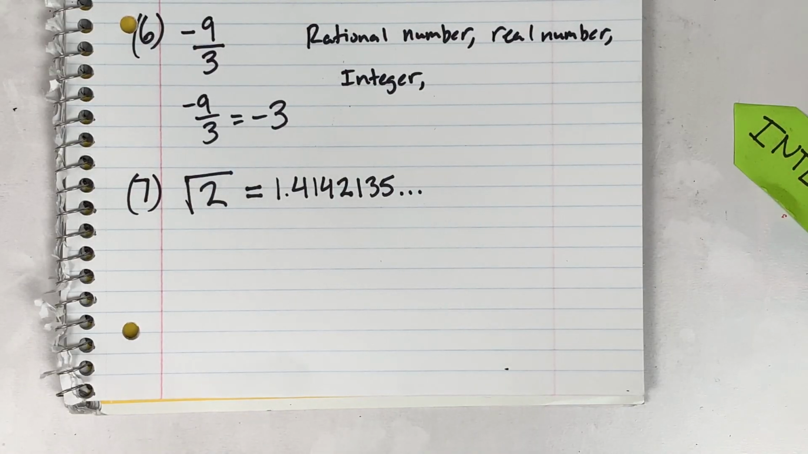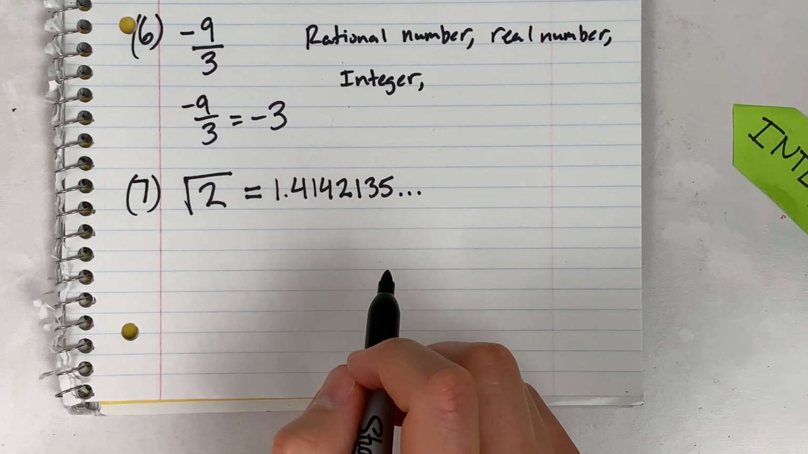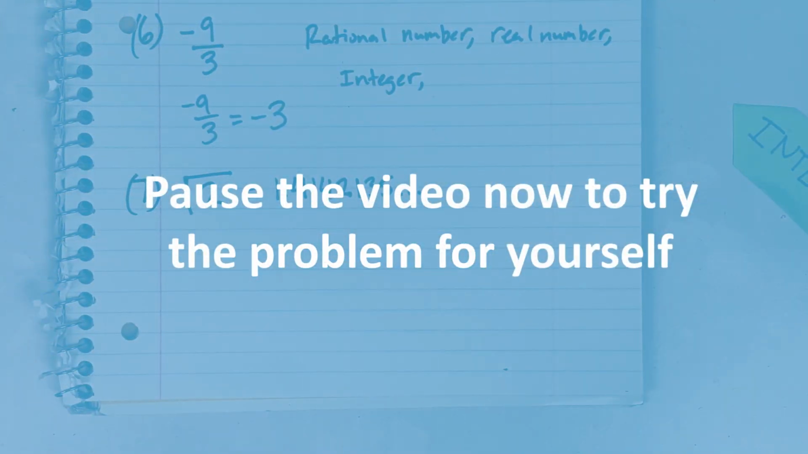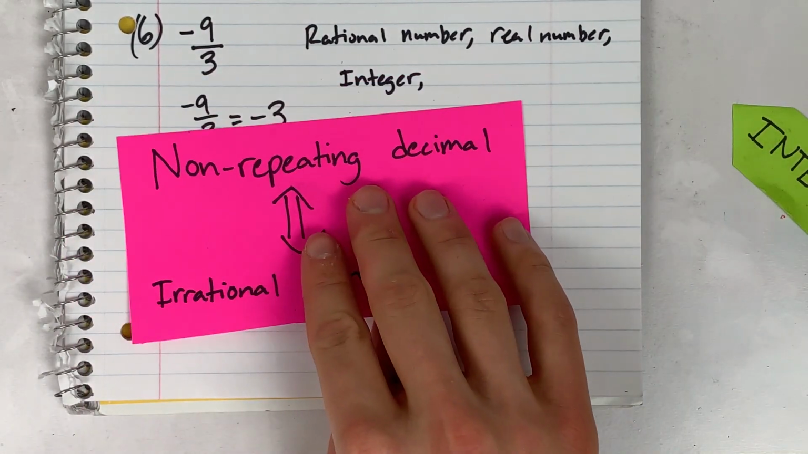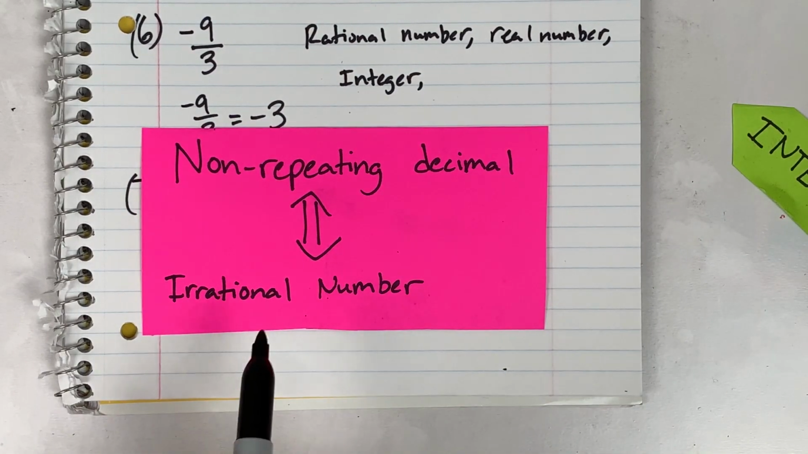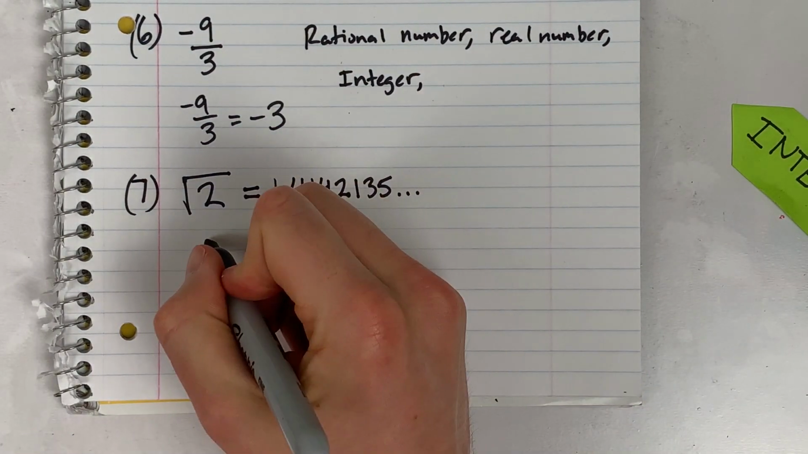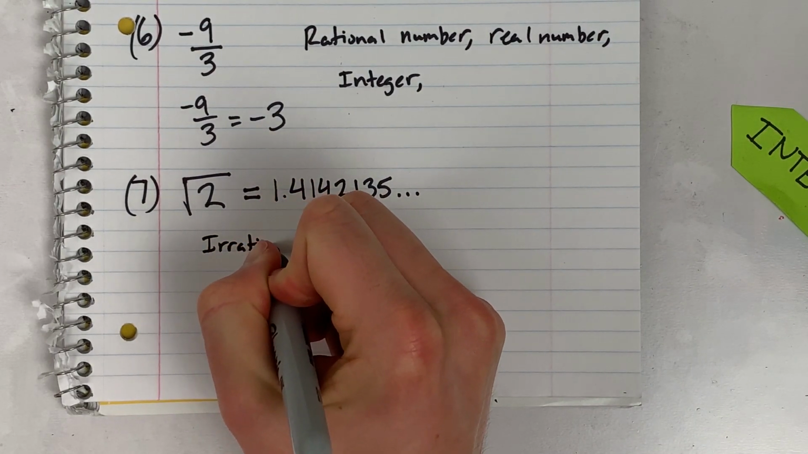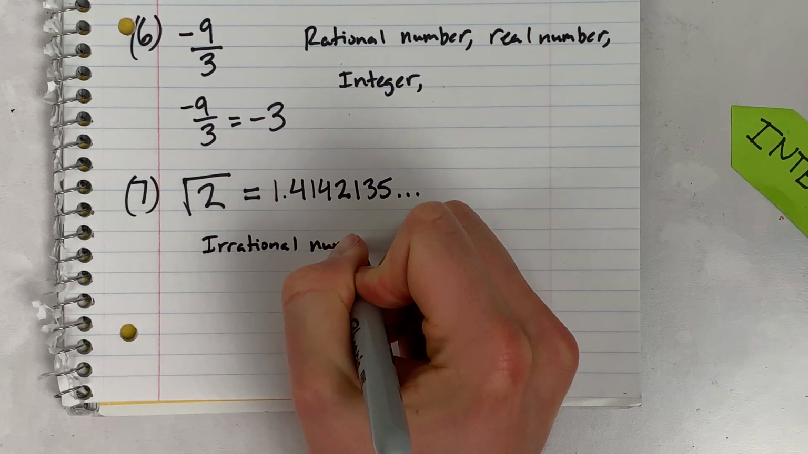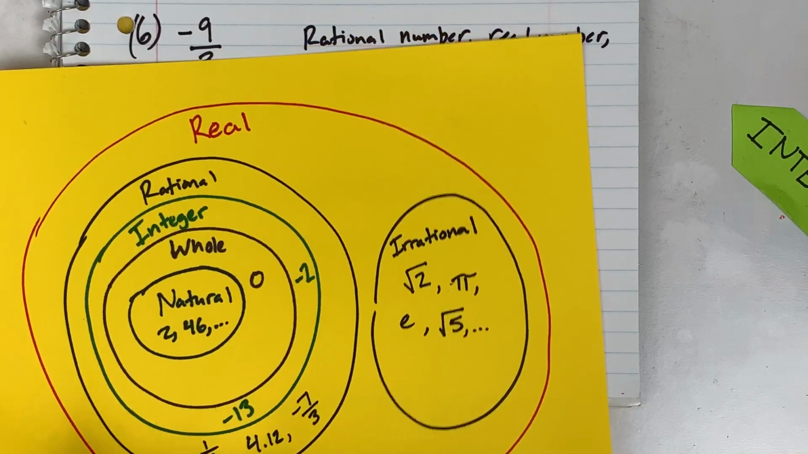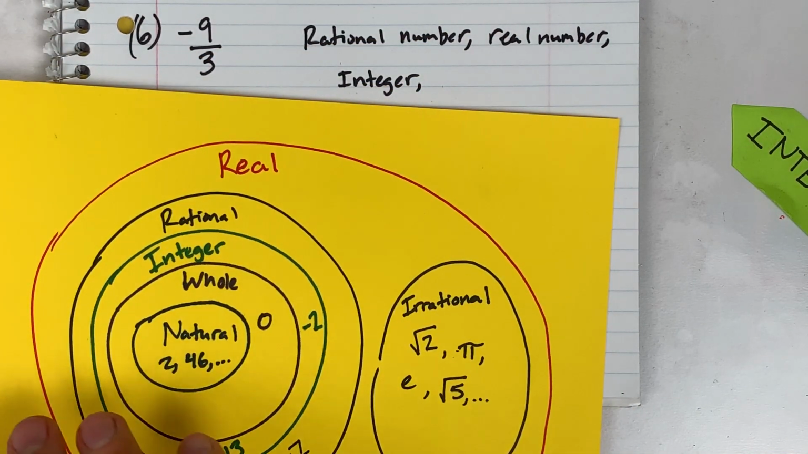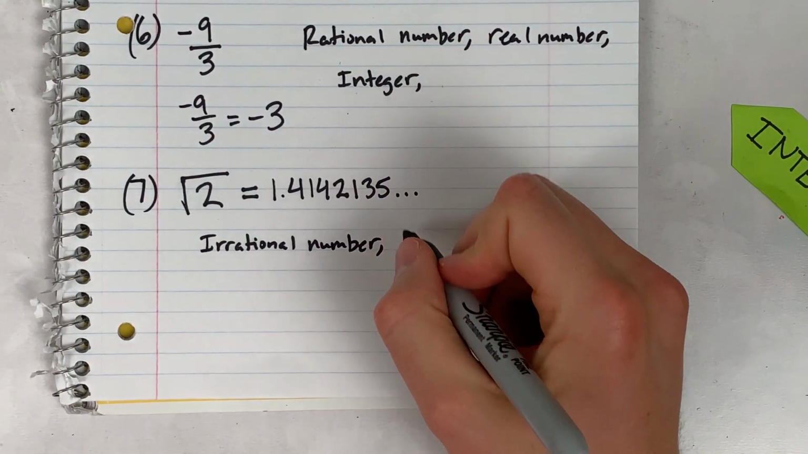Okay, number 7 is the square root of 2, which equals 1.4142135..., where this decimal never terminates and never repeats. So because it does not terminate or repeat, we know, like we did before, that it must be an irrational number. So the square root of 2 is irrational. And because it's irrational, that means we know that it's also real. So the square root of 2 is also a real number.